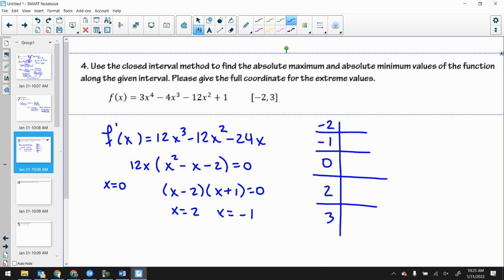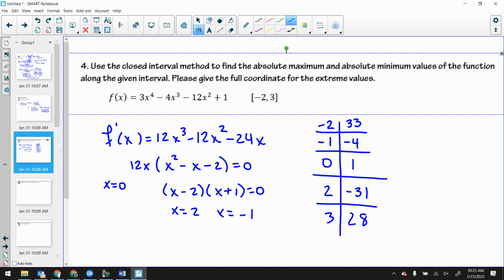All right, so I hope you don't mind. I'm just going to cheat off my key. Negative 2 comma 33, negative 1 comma negative 4, 0 comma 1, 1 comma, I didn't have 1 comma. Oh, I crossed 1 out, that's why. 2 comma negative 31 and 3 comma 28. All I did for those is just plug it back into the original.